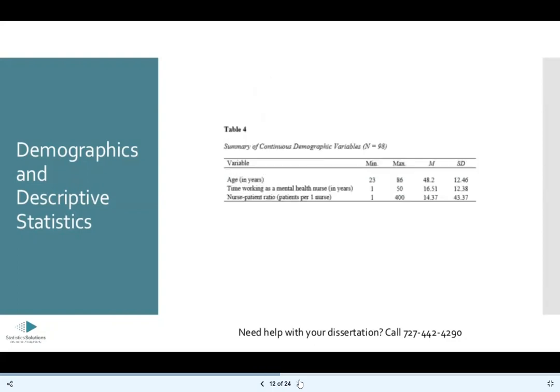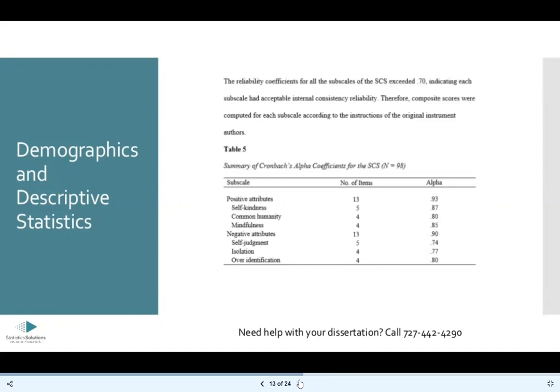And then here's another example of how you might present a table containing descriptive statistics for continuous variables. So in this table, we're providing the minimum, the maximum values, as well as the mean and standard deviation. In this example, this is how you might present a table for Cronbach's alpha reliability coefficients. So you may want to present the number of items and the Cronbach's alpha coefficient for each of the instruments that were used in your study.